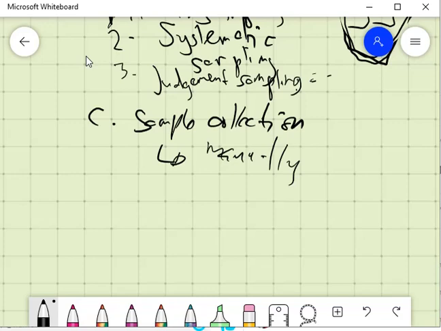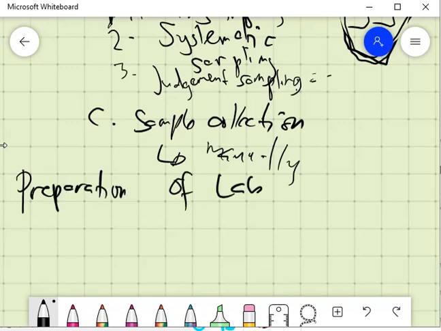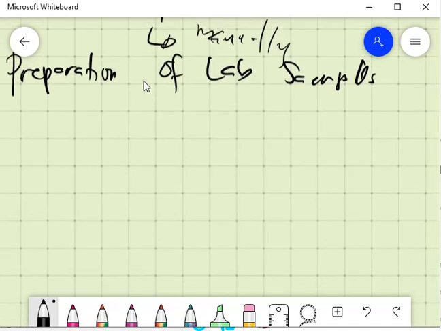Okay? Now that you have the samples, you can now do the preparation of lab samples, di ba? You have to take them to the lab for analysis. The first thing that you need to do once you reach the lab is to make the samples homogeneous.